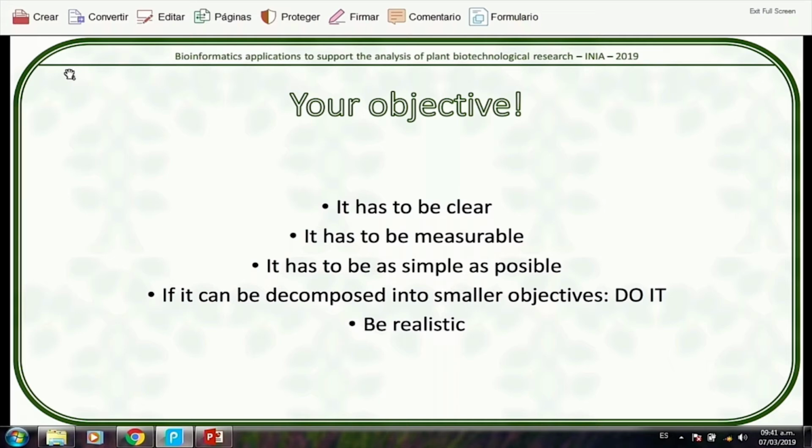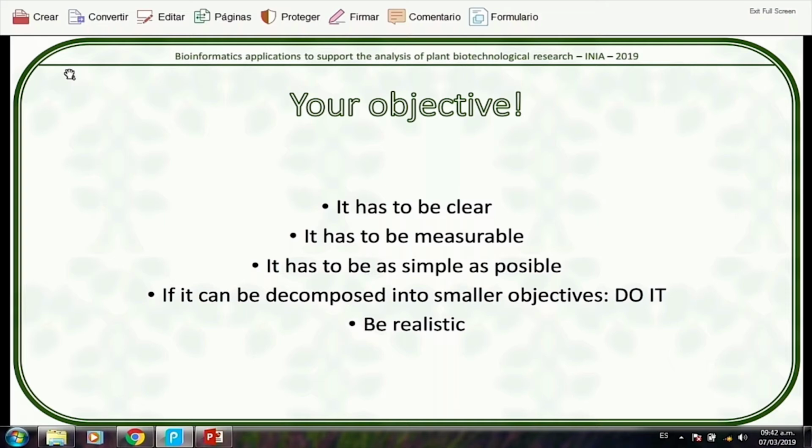It has to be as simple as possible, and this goes to the next one. If your objective is too complex, or it can be decomposed into smaller objectives that are clearer and simpler, do it. Decompose them. You can put your big one as an overall objective, but try to understand that for your research, for your team, you have to obtain these minor objectives first.